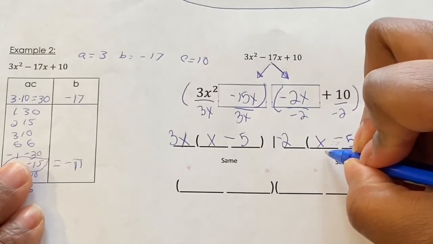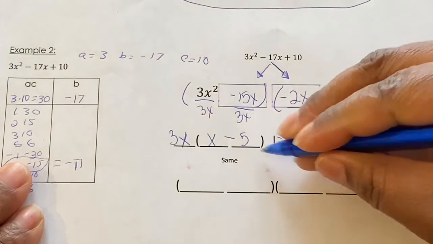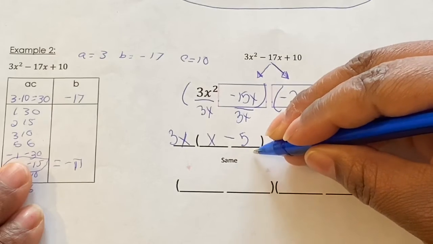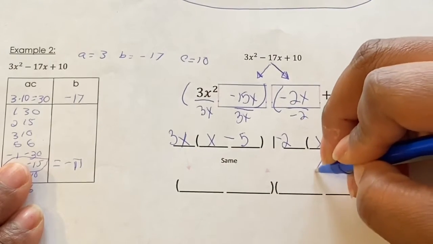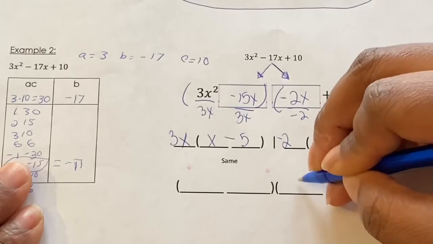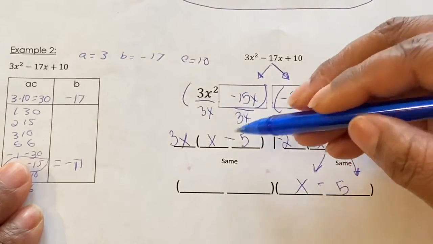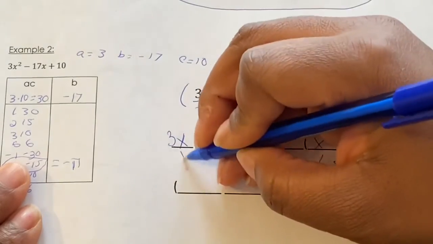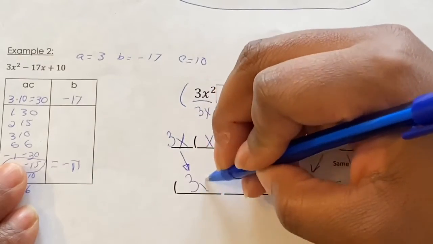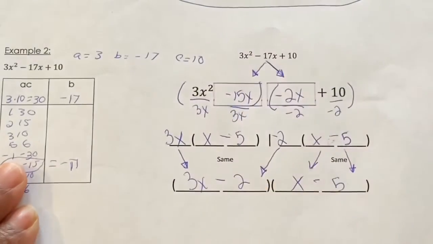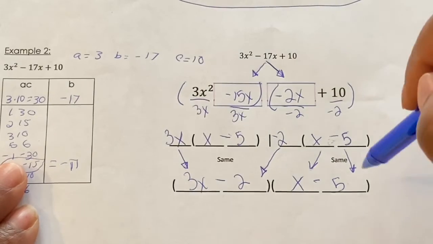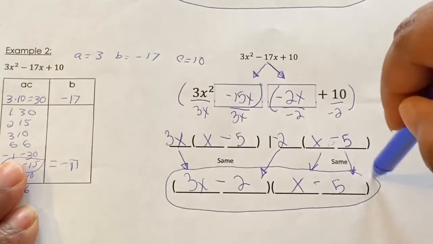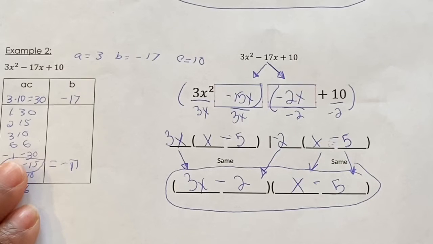So now I'm going to take this factor, x minus 5, and I'm going to put this as 1. This is going to be 1. x minus 5, okay, that is considered 1. And I'm going to take these two GCFs and put them together as a factor: 3x minus 2. Okay. So as you can see, this is the answer. The factors of 3x squared minus 17x plus 10 are 3x minus 2 and x minus 5.